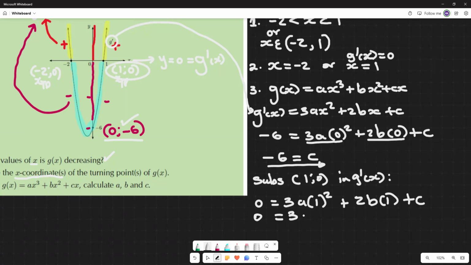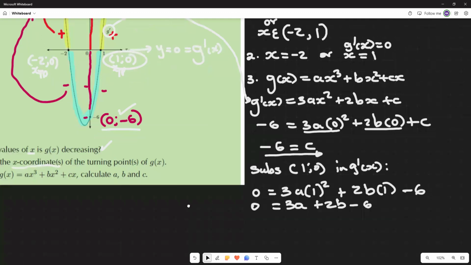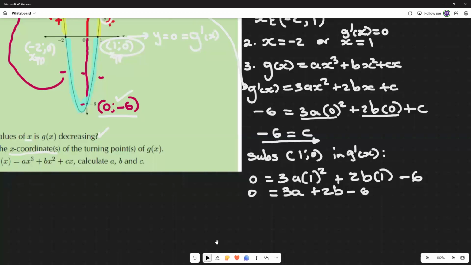0 equals 3a plus 2b plus c, because there's 3 times 1, which is 3, then there's a; 2 times 1, which is 2, then there's b, then plus c. But we know that c is -6, so let's substitute it. So here I'm going to say -6 and -6. Sharp. And then now let's see what happens. Here we have a 0.